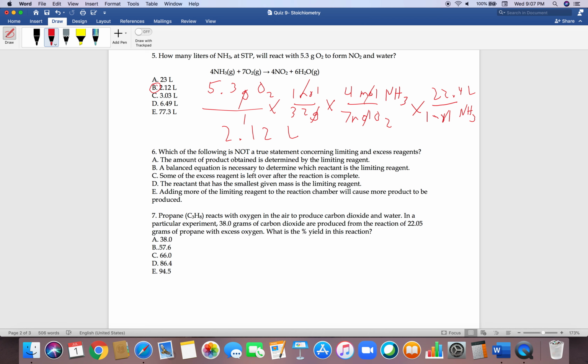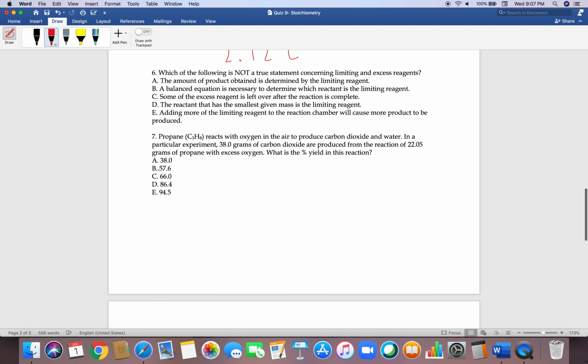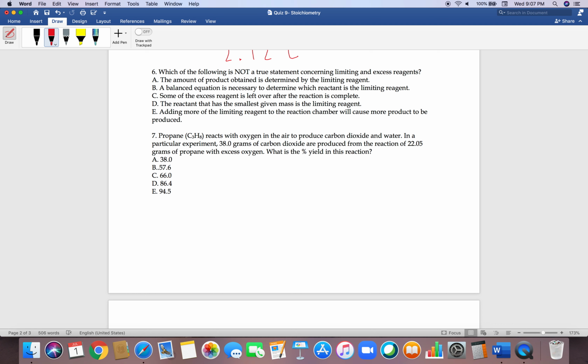Number 6 is a conceptual problem. Which of the following is not a true statement concerning limiting and excess reagents? So let's work through each of these. The amount of product obtained is determined by the limiting reactant or reagent. That is true. A balanced equation is necessary to determine which reagent is the limiting reagent. That is true. Some of the excess reagent is left over after the reaction is complete. That is true. The reactant that has the smallest given mass is the limiting reactant. That is definitely not true. So that's going to be our answer here, D.